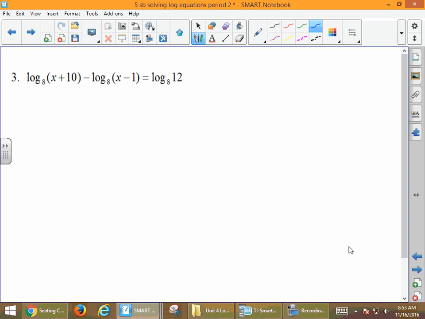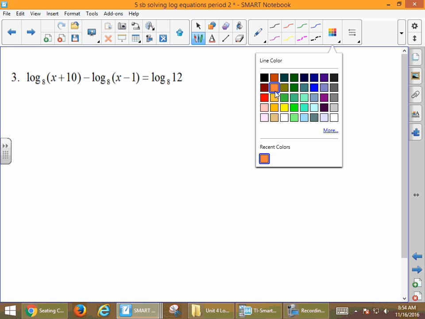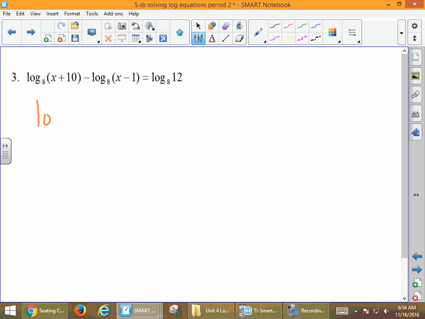So the first part that we're going to deal with is the fact that we have a minus sign in there. And what operation does minus tell us to do when we apply it to the logs? It tells us to divide. So we're going to get log base 8 of x plus 10 divided by x minus 1 equals log base 8 of 12.